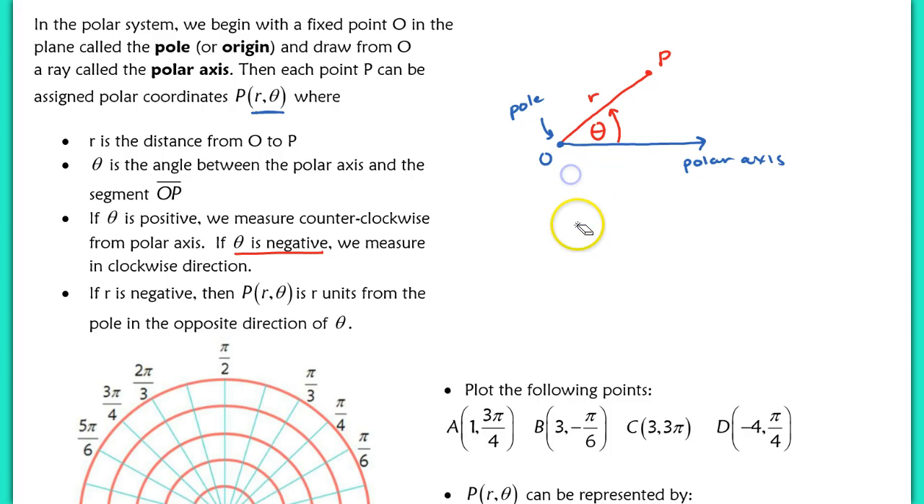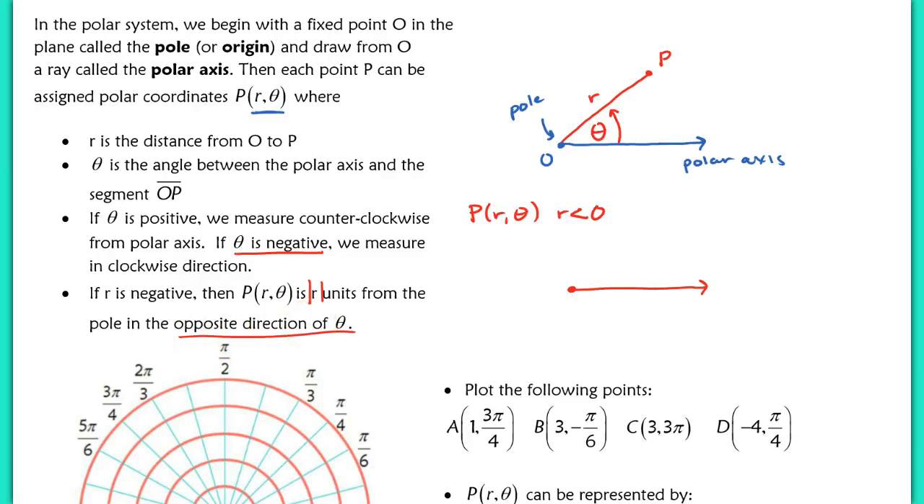Now, if r is negative, something different happens. Let's say we have some point P where r is negative, so r is less than 0. Well, we define P as being |r| units from the pole. This really should say the absolute value of r because we're just taking the distance away from the pole, but it's in the opposite direction of θ. So we have our pole here and our polar axis, and we're supposed to represent the point (r, θ) when r is negative, where it's |r| units from the pole in the opposite direction of θ.